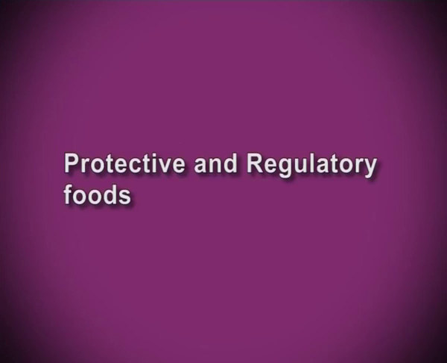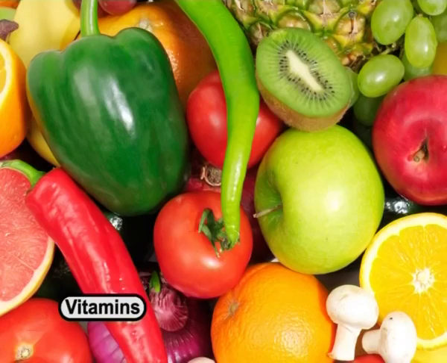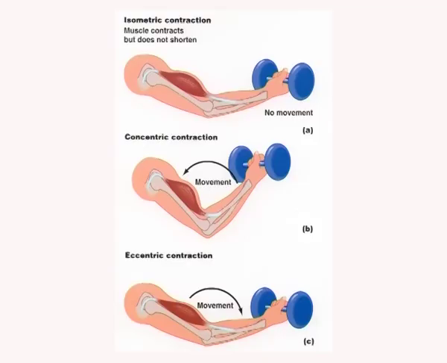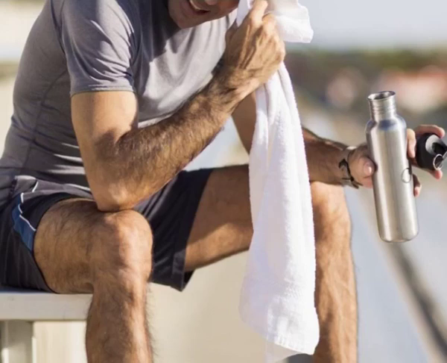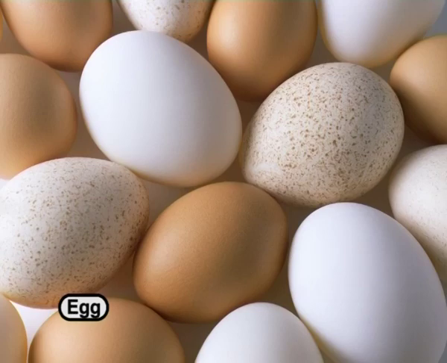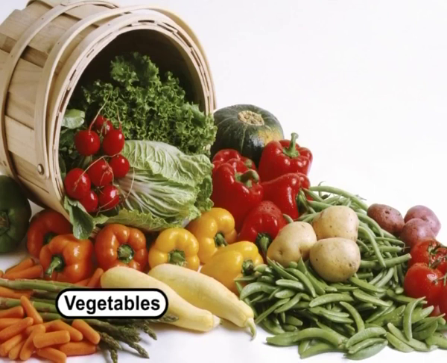The next group is protective and regulatory foods. Foods rich in protein, minerals and vitamins are known as protective and regulatory foods. They are essential for health and regulate activities such as maintenance of body temperature, muscle contraction, control of water balance, clotting of blood, removal of waste products from the body and maintaining heartbeat. Milk, egg, liver, fruits and vegetables are protective foods.